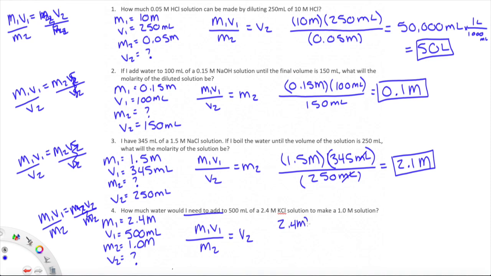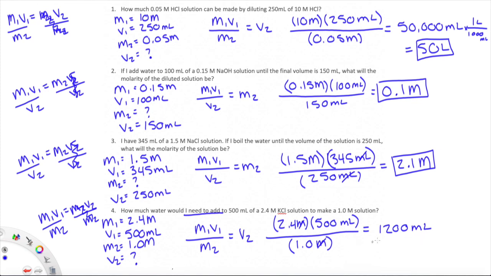2.4 molar multiplied by 500 milliliters divided by 1 molar, 1.0 molar, is going to give me, if I plug that into my calculator, 1,200 milliliters. Molarity cancels out. All right, so this is V2. This is my final volume.